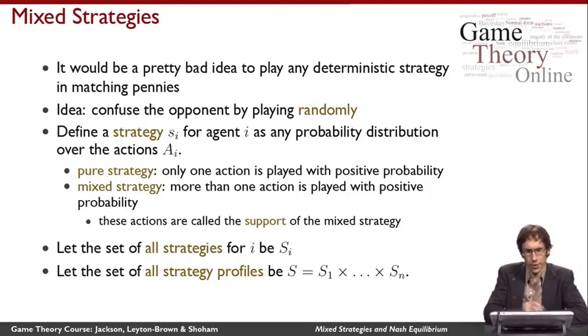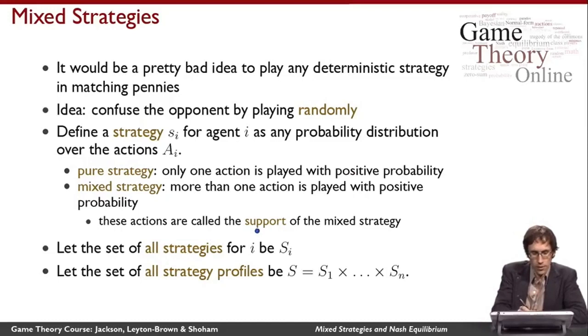Before we talked about the idea of pure strategies, which we just equated to playing actions. Now let's think of things in terms of probability distributions. So let's say that a strategy for an agent is any probability distribution over the actions that the player has available to him. And a pure strategy, then, is the special case where I play only one action with positive probability. A mixed strategy says, I'm just going to play more than one action with positive probability. There might be a couple of different actions that I assign positive probability to, like in my example with matching pennies.